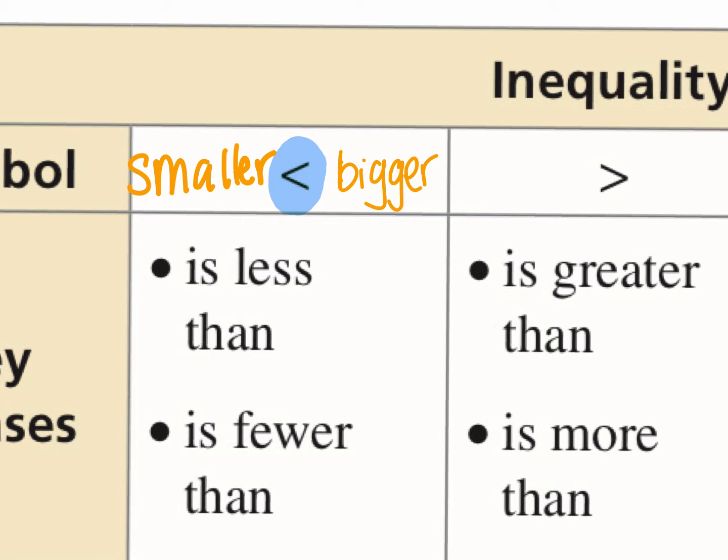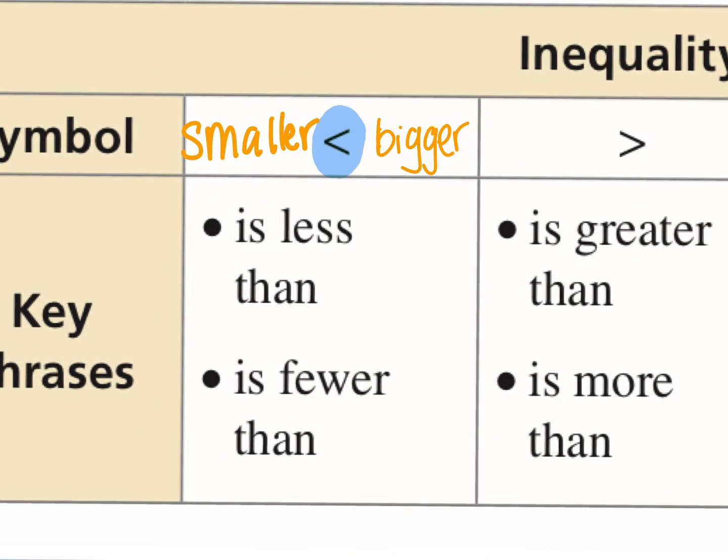I like to think about it as if you're eating something, would you rather eat more cookies or less cookies? Okay, unless you're on a diet, which we're not, okay? We're going to be eating the bigger side. So whatever the mouth is opening to, that's going to be indicative of the larger side, okay? Some words that go along with this symbol are is less than, is fewer than.